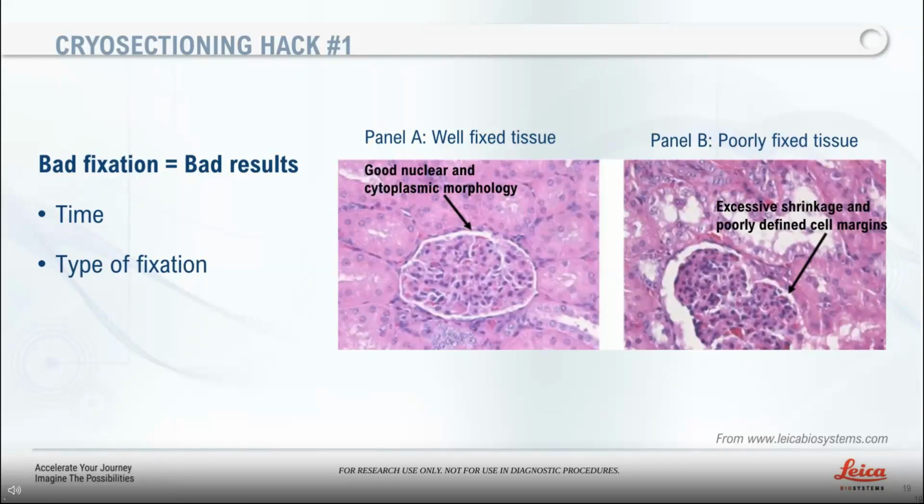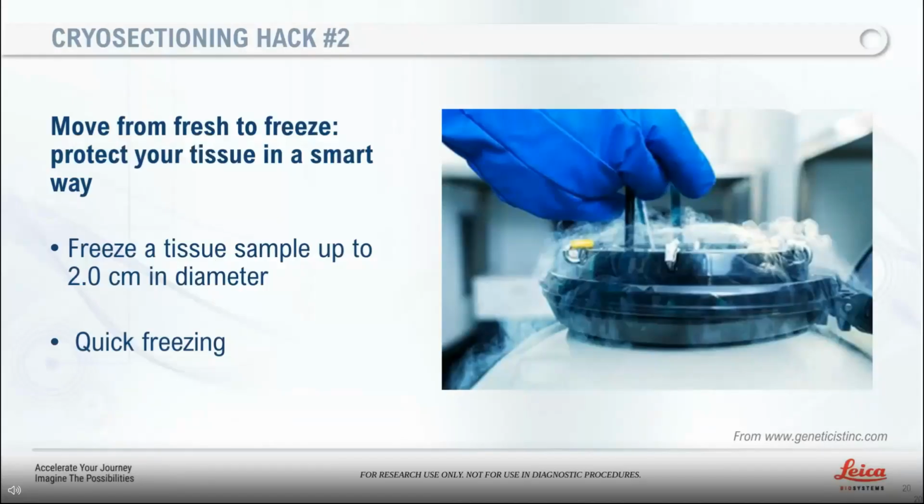Let's now move to cryosectioning hack number 2. Move from fresh to frozen tissue in a smart way. Freeze a tissue sample up to 2 centimeters in diameter. Thicker samples won't freeze evenly and will contribute to loss of antigenicity. Remember, preserving antigenicity and tissue morphology is our common goal. Freezing the tissue should be a quick process using isopentane or liquid nitrogen, which is the most common, to prevent ice crystal formation, which will change morphological shape.